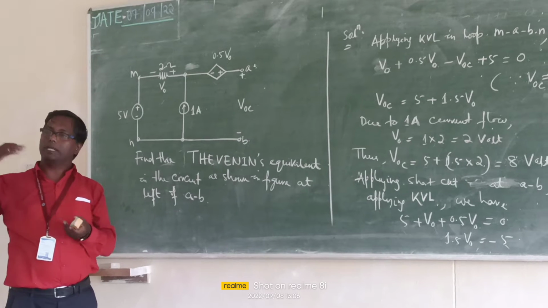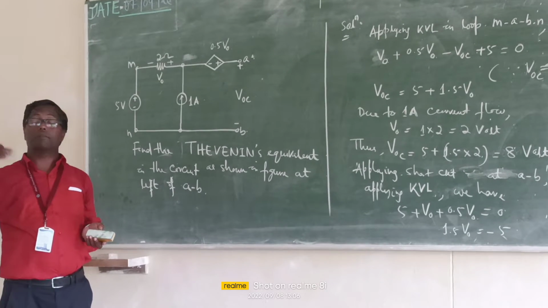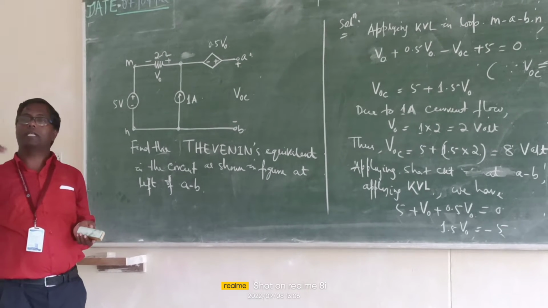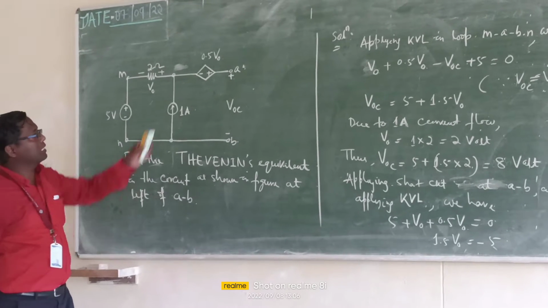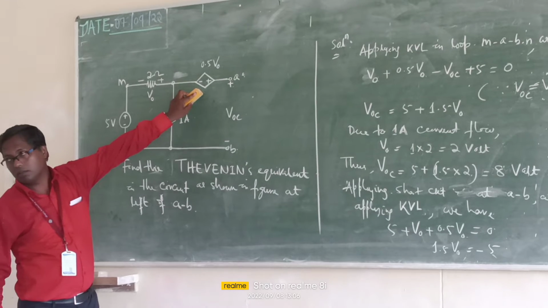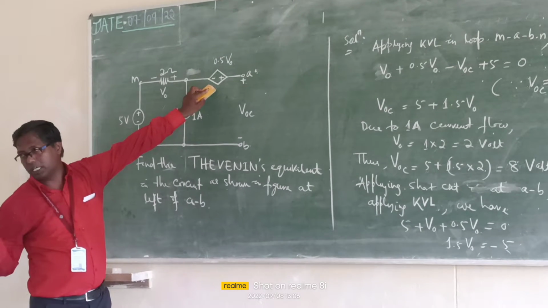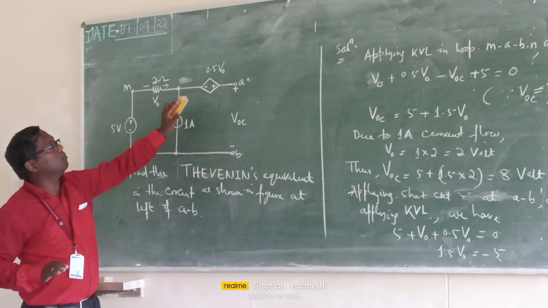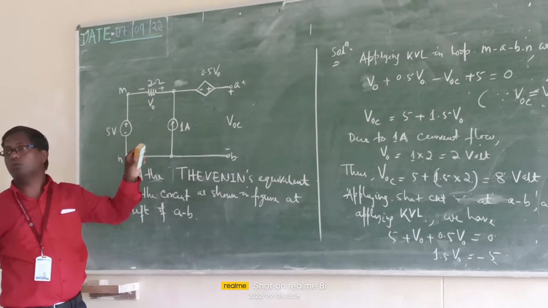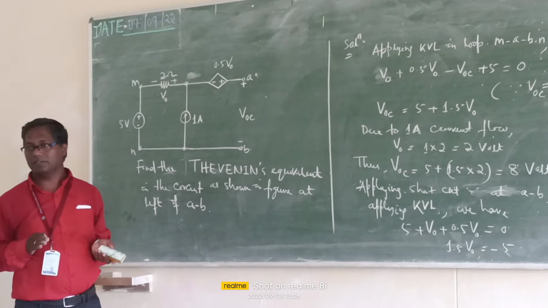Similarly, varieties of dependent sources are there: voltage dependent voltage source, voltage dependent current source, current dependent voltage source, current dependent current source. But this source, what can we say? Voltage dependent voltage source. All of it clear? So for this type of network, how to find the Thevenin equivalent circuit?